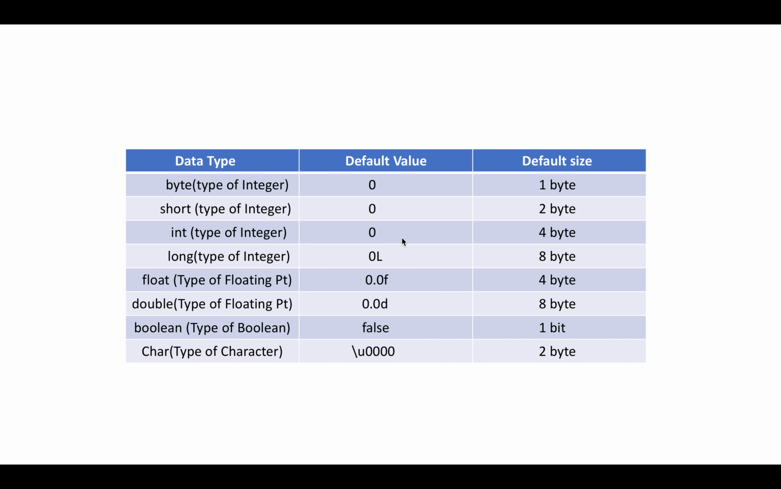Now boolean means either true or false, right? It's one type, so it takes only one bit, correct? Now character, what is character? Character is char, so basically it represents the Unicode system, right? So that is the lowest value for this, and it takes 2 byte size to get stored in the memory.